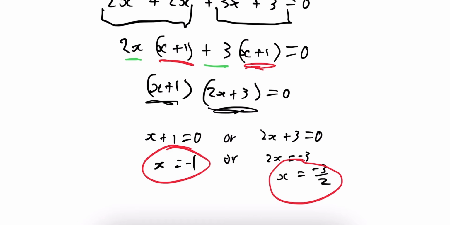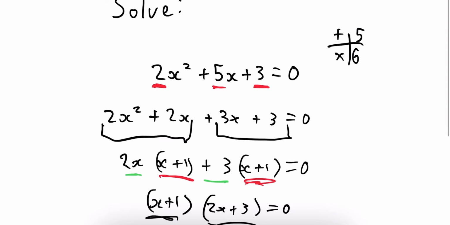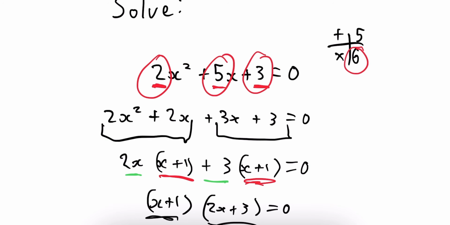So that's how we do it. It's exactly the same as the monic, except that the numbers you need to find also have to multiply to give that number. It's just that multiplied by that, and that's this number here. That's all you need to know. That's the only difference between monic and non-monic.